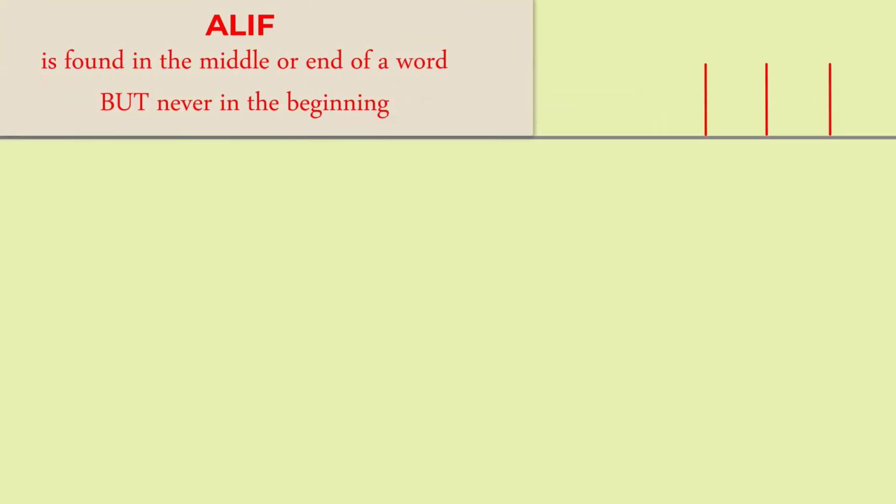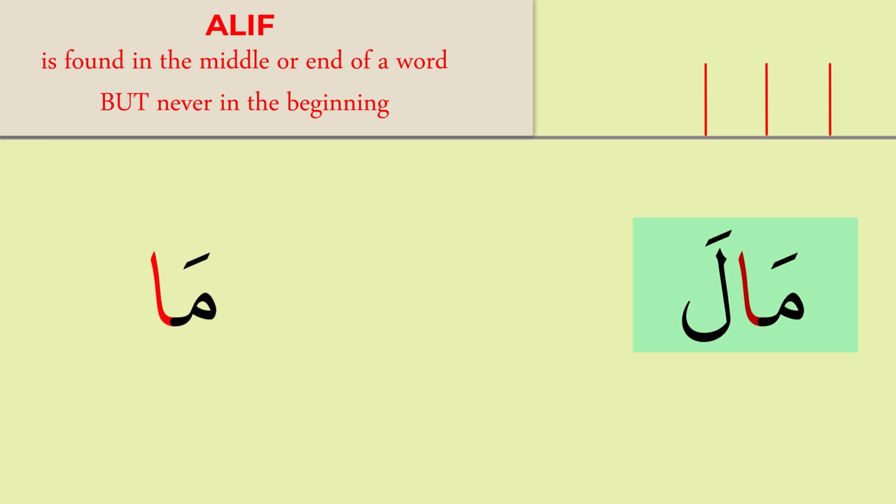Now let's first of all explain where ALIF is located in a word. ALIF is found in the middle or the end of a word. It's never found in the beginning. When it is found in the beginning, it's accompanied with another letter, which we'll explain later on in this lesson. Now, first of all, let's look at these 2 words. Let's first of all read it in Arabic. It's mala. Mala.